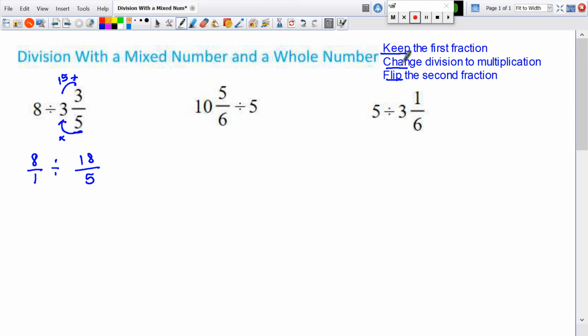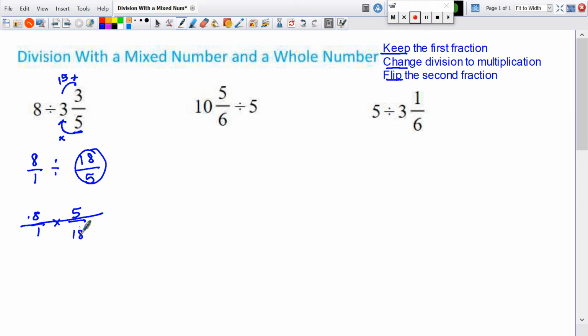Now I'm going to do keep, change, flip. So you keep the first fraction, you change the division to multiplication, and you flip the second fraction. Now multiplication of fractions goes straight across, so at this point I can actually separate the numerator and the denominator with a big fraction bar. Now anything on the top that can be simplified with the bottom, you want to do that. It just makes your numbers smaller.